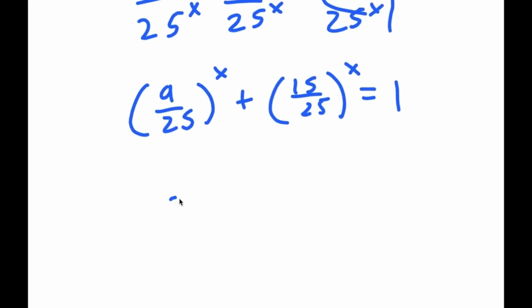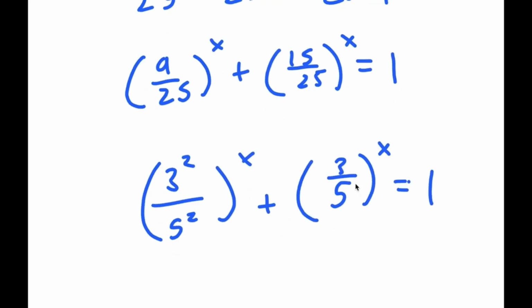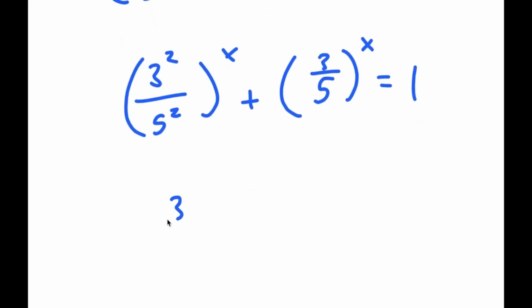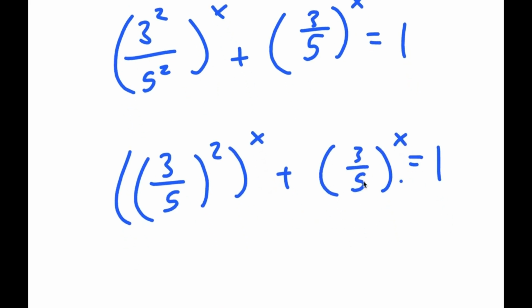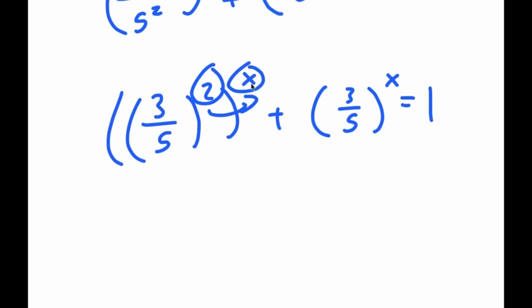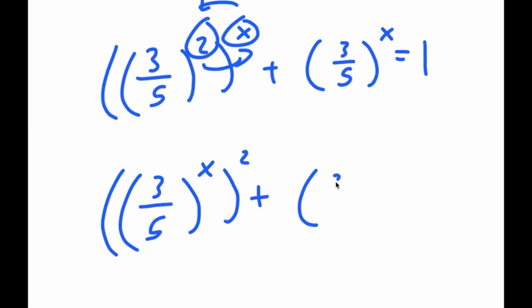Now 9 over 25 I can rewrite as 3 squared over 5 squared. And 15 over 25 is the same thing as 3 over 5. So 3 squared over 5 squared is the same thing as 3 over 5 squared. And now I have this to the power of x plus 3 over 5 to the power of x is equal to 1. Now I can actually swap the places of these. So I get 3 over 5 to the power of x to the power of 2 plus 3 over 5 to the power of x is equal to 1.